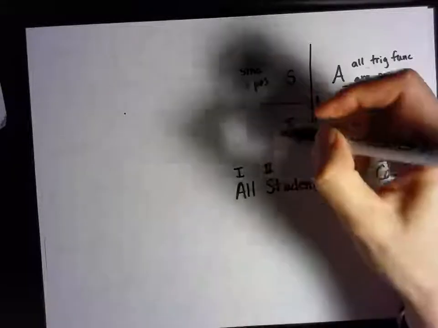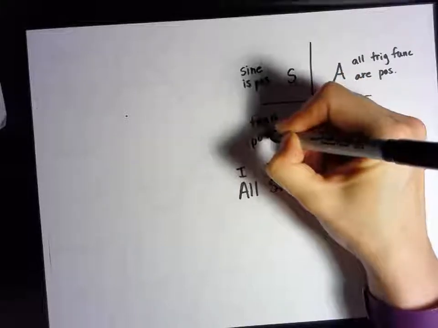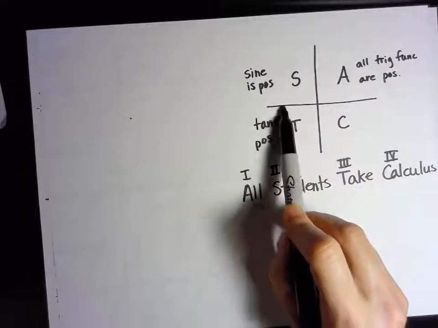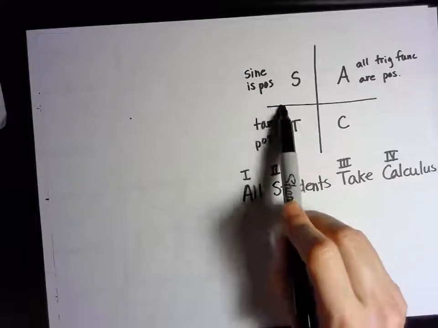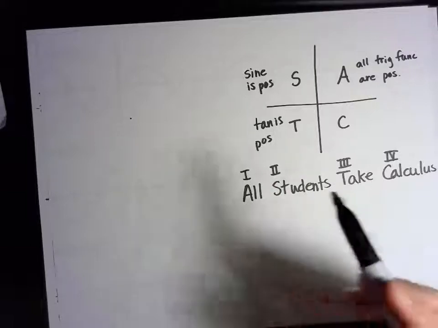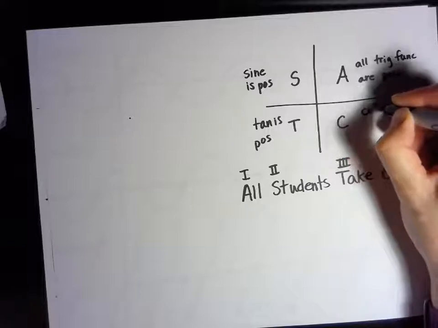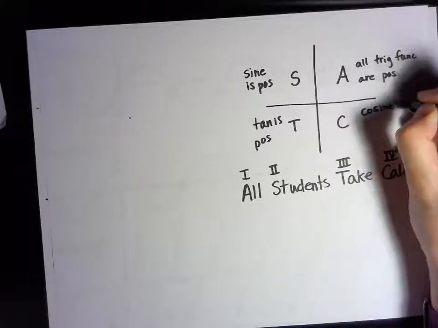In the third quadrant, the T stands for the tangent is positive. Okay, so between 180 and 270, the sine and the cosine are going to give you negative values, but the tangent will be positive. And then you guessed it, over in the fourth quadrant, the cosine is positive.